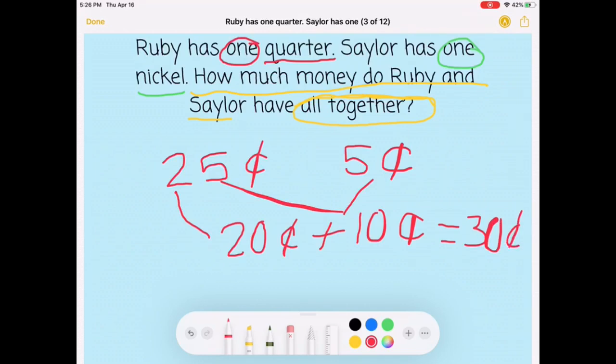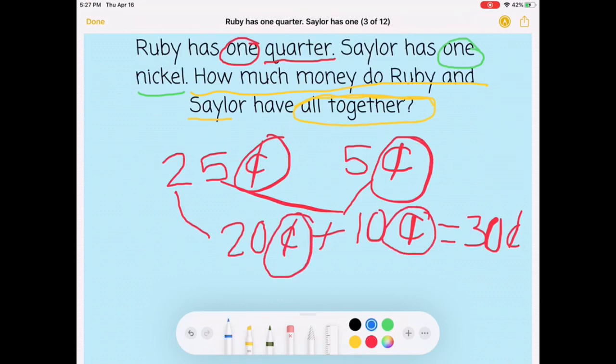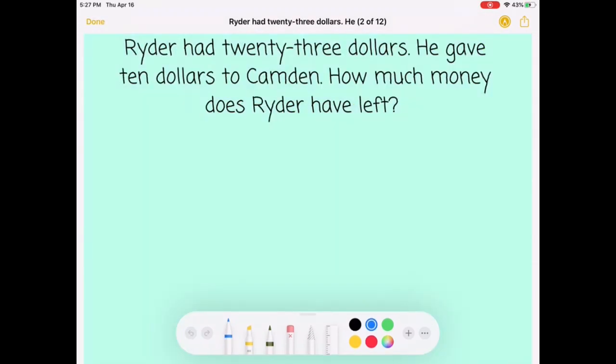Now, I had to make sure this entire time I was working that I was writing the cent sign after the value. And I did that in my answer. I wrote the number first and then the cent sign. Let's try this problem together.